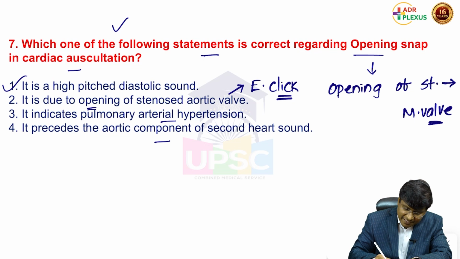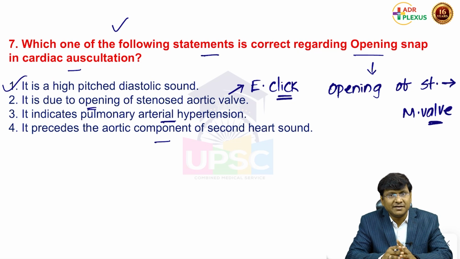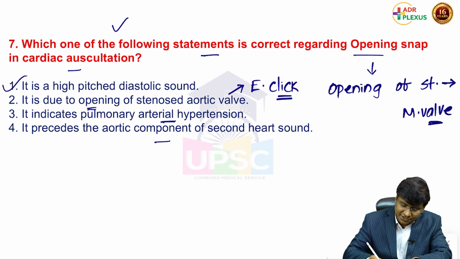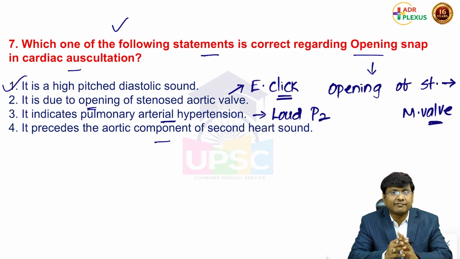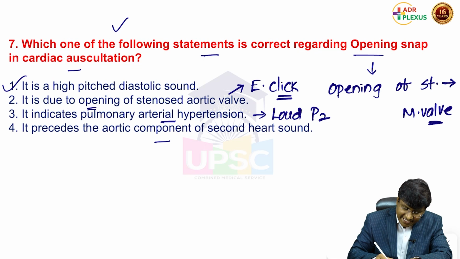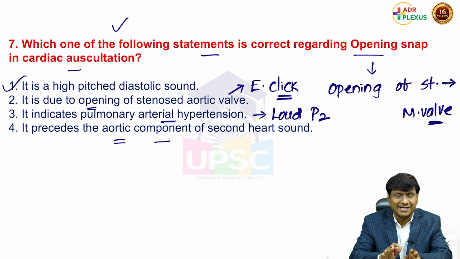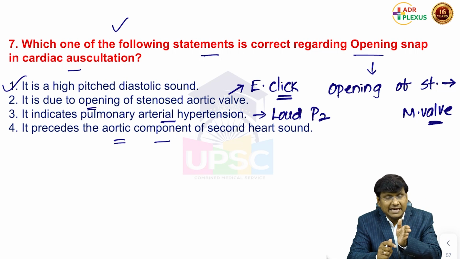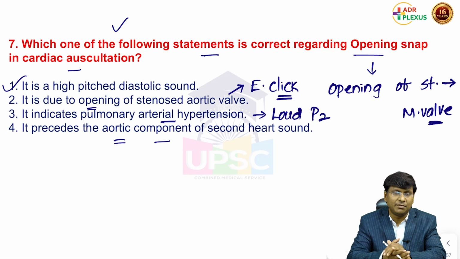Then, that it indicates pulmonary arterial hypertension is a wrong statement. In pulmonary arterial hypertension, the important auscultatory finding is that they will have a loud P2, right? And that it precedes the aortic component is a wrong statement. It will be heard after the aortic component, okay?